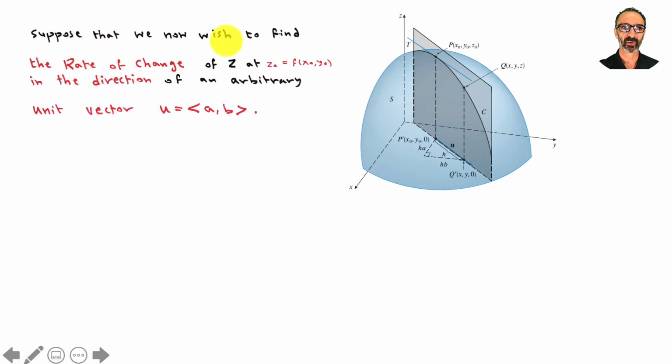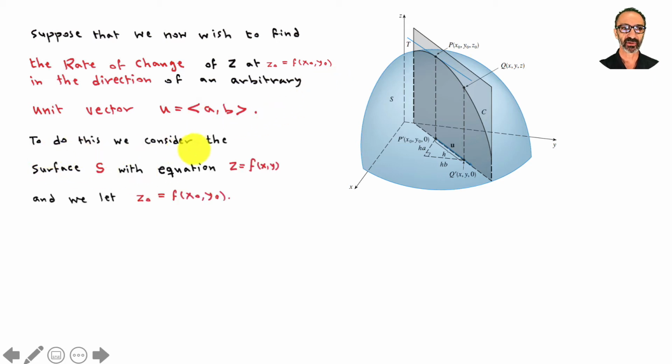Suppose that we now wish to find the rate of change of z at this point, which is f of x sub 0 y sub 0, in the direction of an arbitrary unit vector u equals a and b. So u has the components a and b, and this is a lengthier one. I'll show you more graphs in just a few minutes. This is like a scalar multiple of a vector u. So we want to find the rate of change of z at the point x sub 0 y sub 0 and actually z sub 0.